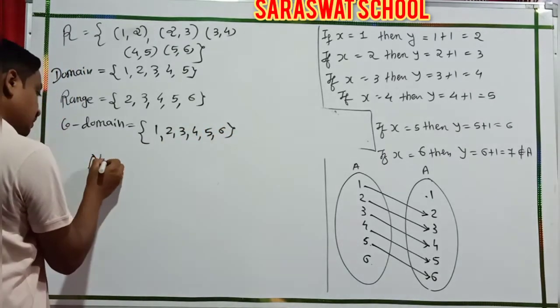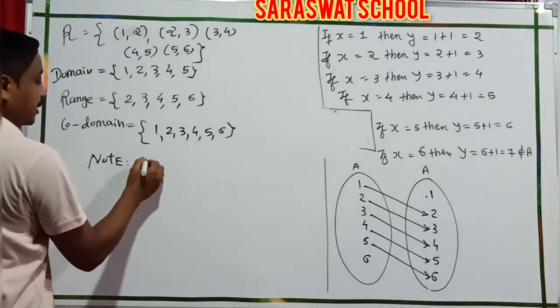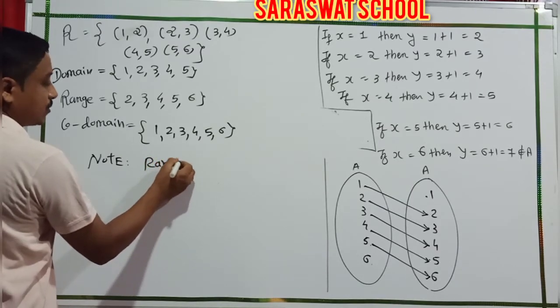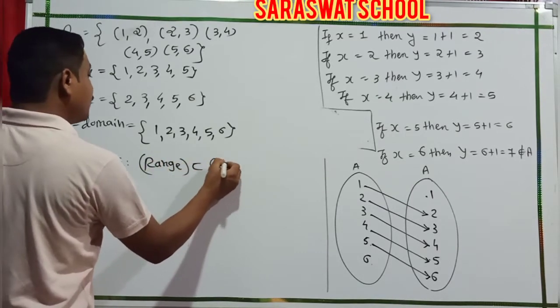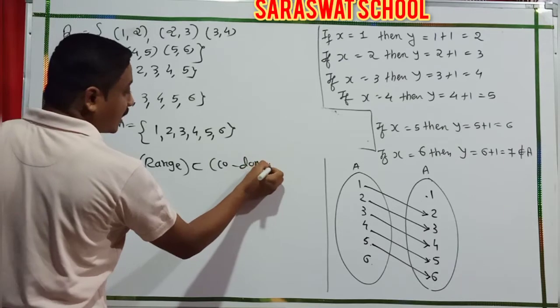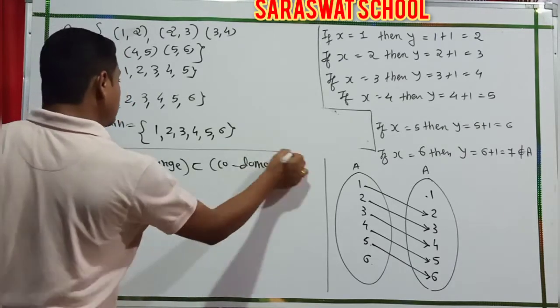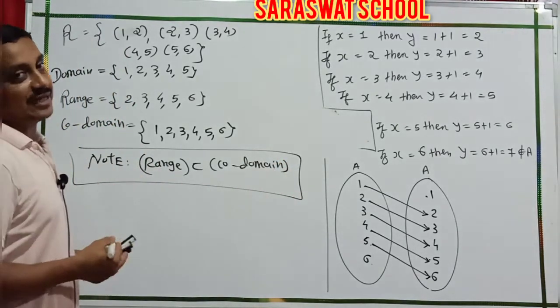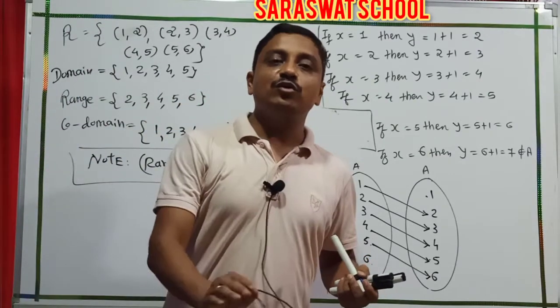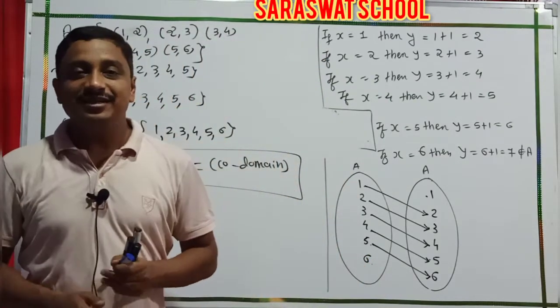Note that the range is always a subset of the codomain. Every time, students, this statement is proved by these examples. Now students, I go to the next illustration. It's very easy.